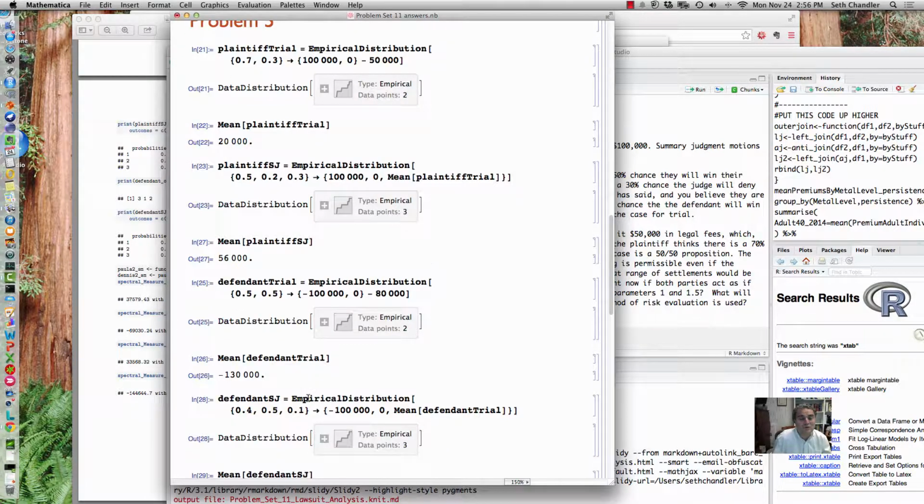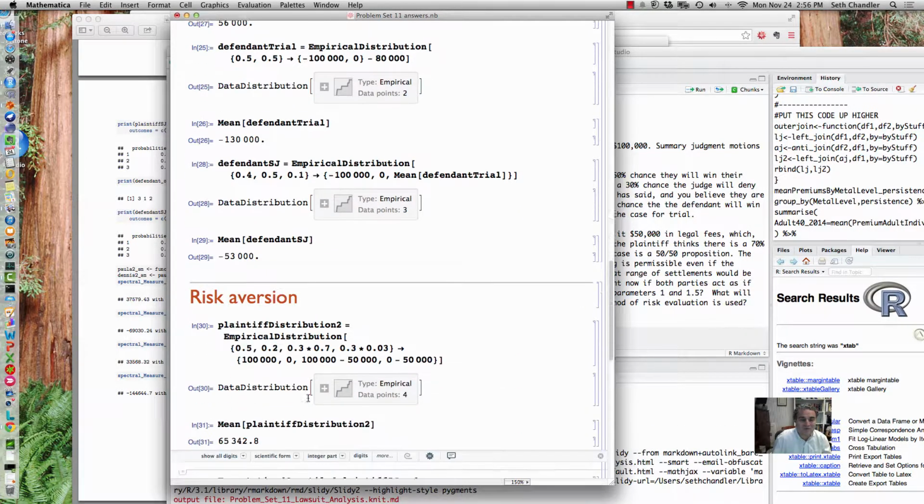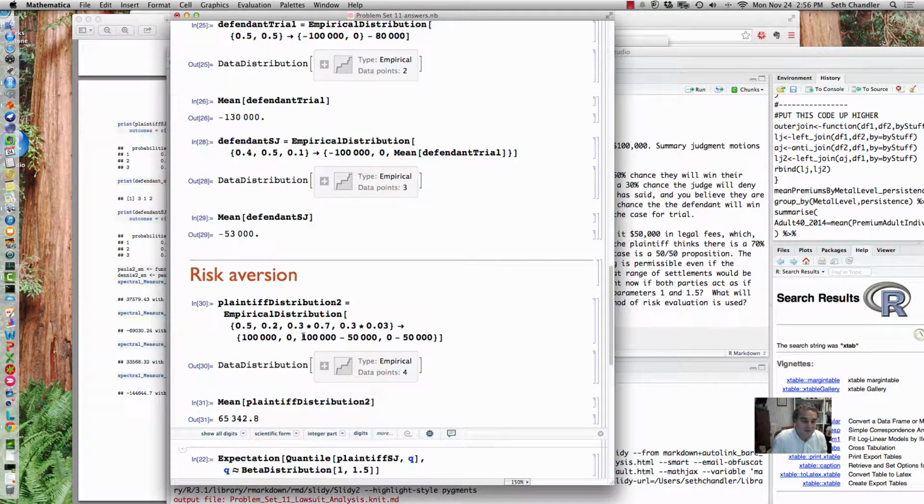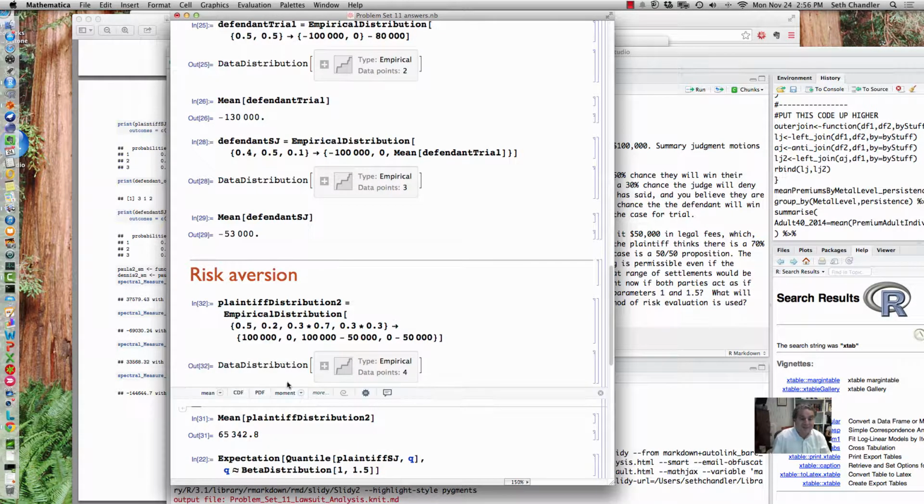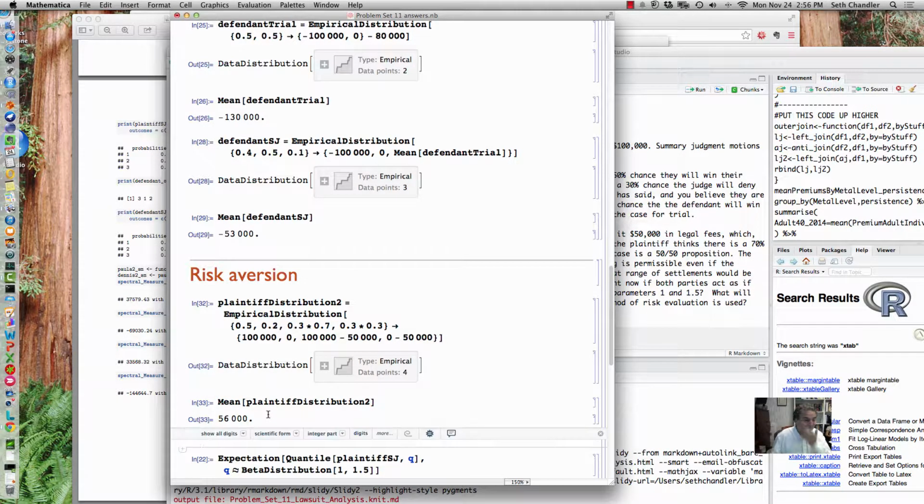Zero 0.5, 0.2, 0.3. Let's look at how I wrote this down. 0.5, 0.2. Aha! Everyone see the little flaw? Sure. Right there. And it's always good when the numbers line up. All right.